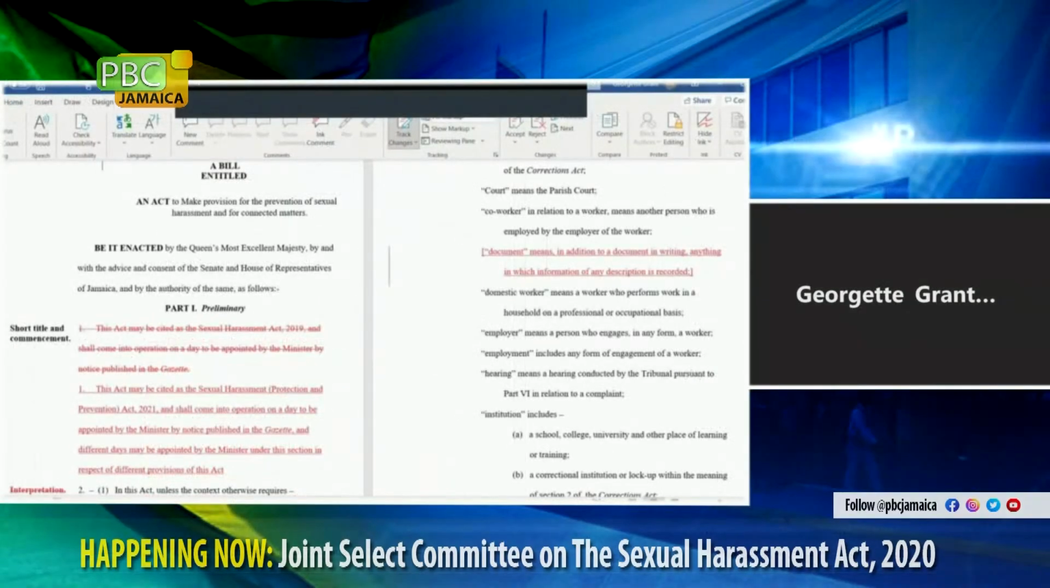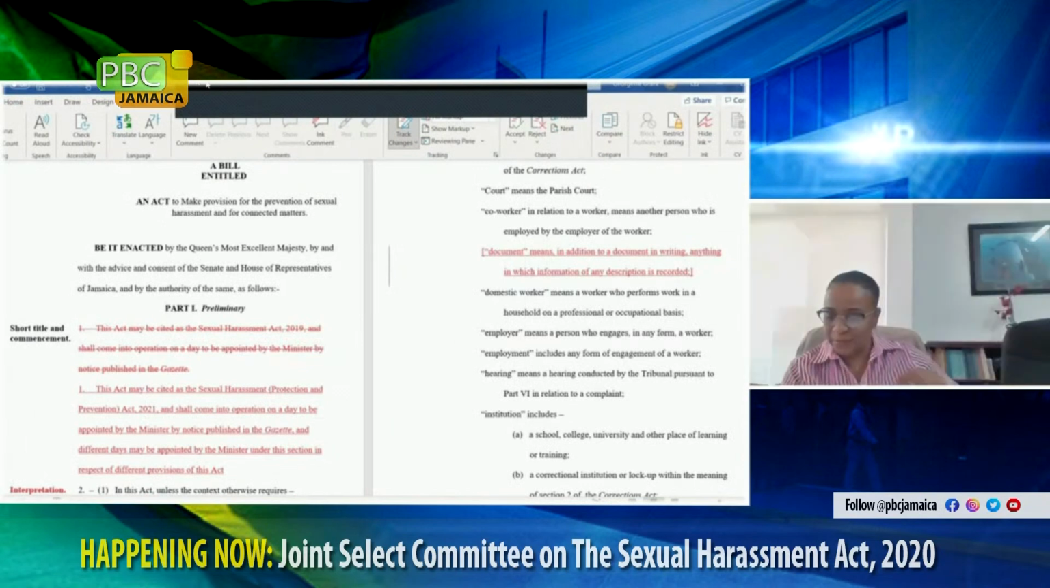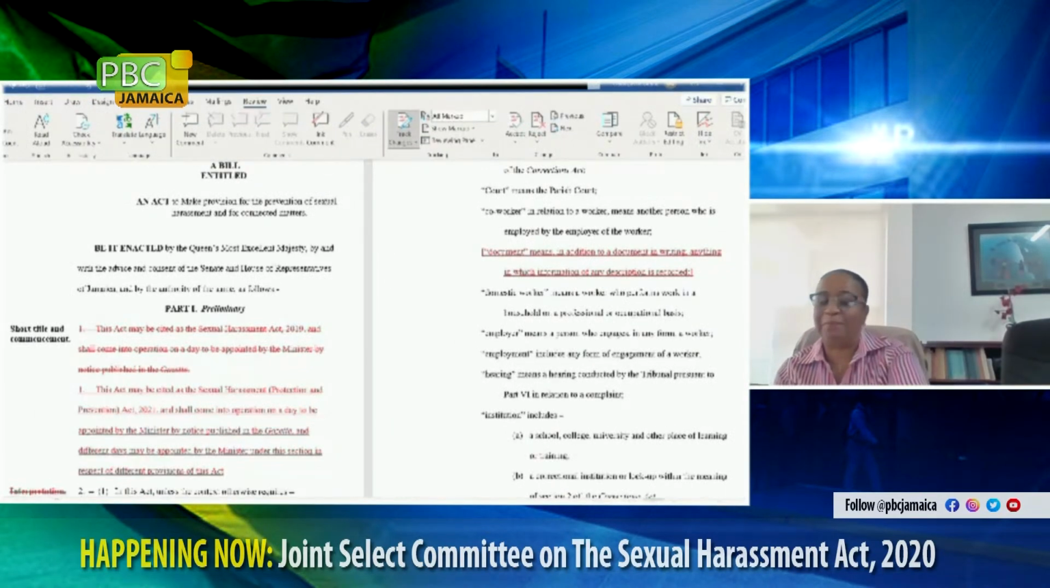Welcome. Yes, colleagues and members. Before you, you have the list of amendments as they will be tabled in the House of Representatives with the report. And one of the first amendments that was, sorry, it's gone back.